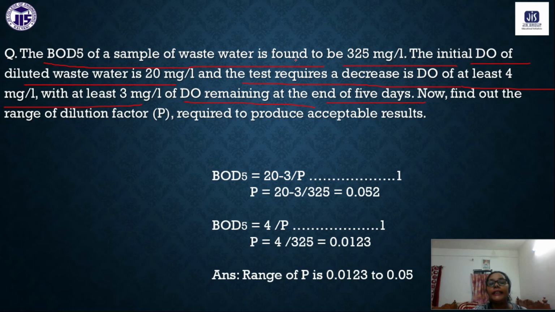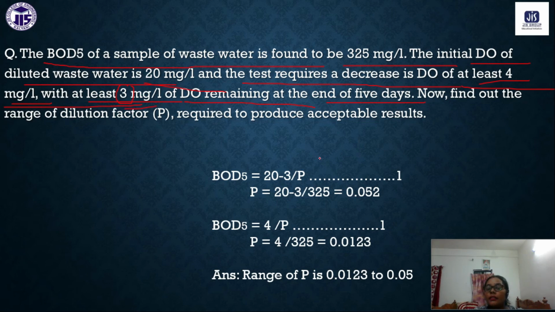Look here, the initial dissolved oxygen is given, that is 20 milligram per liter, right? Then it has been written that the test requires a decrease in dissolved oxygen, that is initial minus final. If we do that, that will give you the decrease in dissolved oxygen, at least 4 milligram per liter, with at least 3 milligram per liter of DO remaining at the end of the 5 days. That means this 3 milligram per liter is your final value. So the initial value you know, and the final value you know.